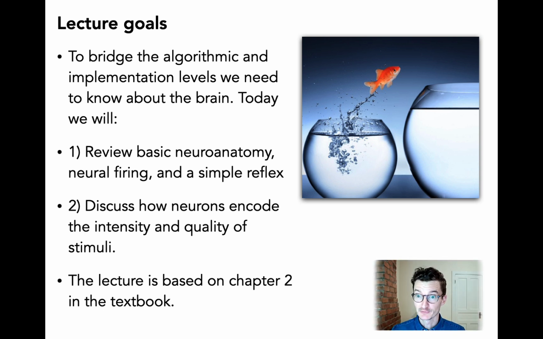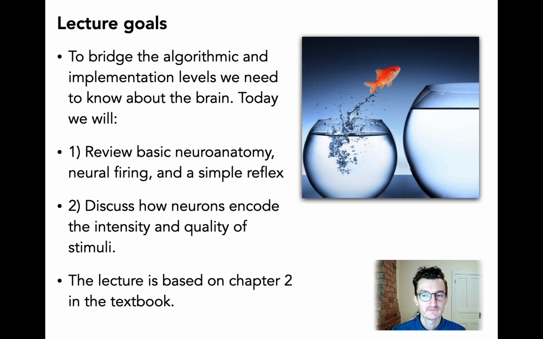So in the last two lectures, we discussed this idea that we can talk about cognitive behaviors on three levels: the computational level, the algorithmic level, and the implementational level. And the implementational level in particular is concerned with how cognition is implemented in the brain, right? So what neurons are basically driving the cognitive behavior of interest.